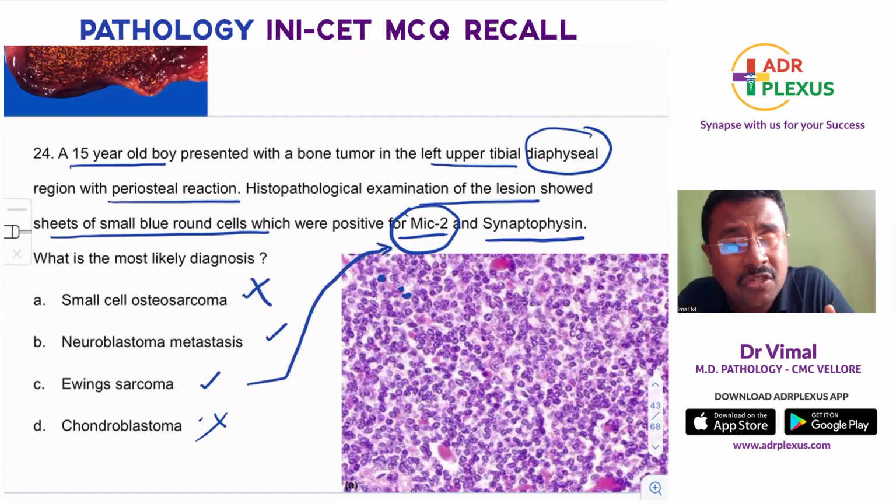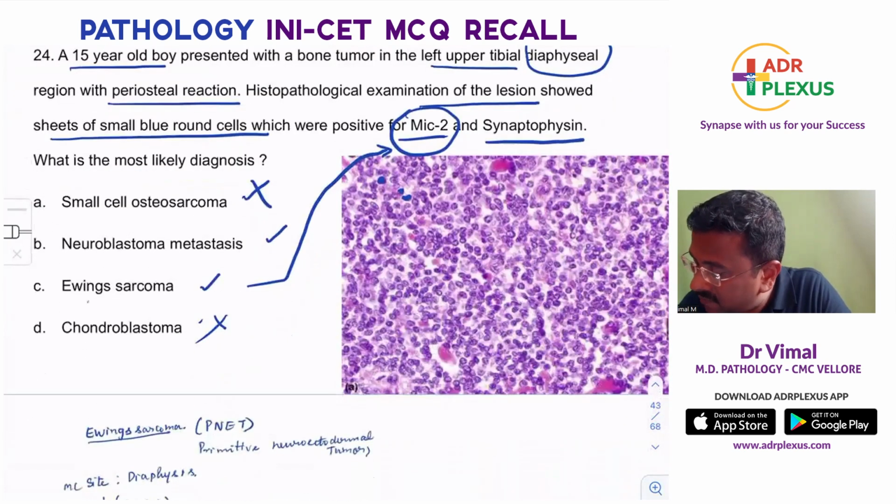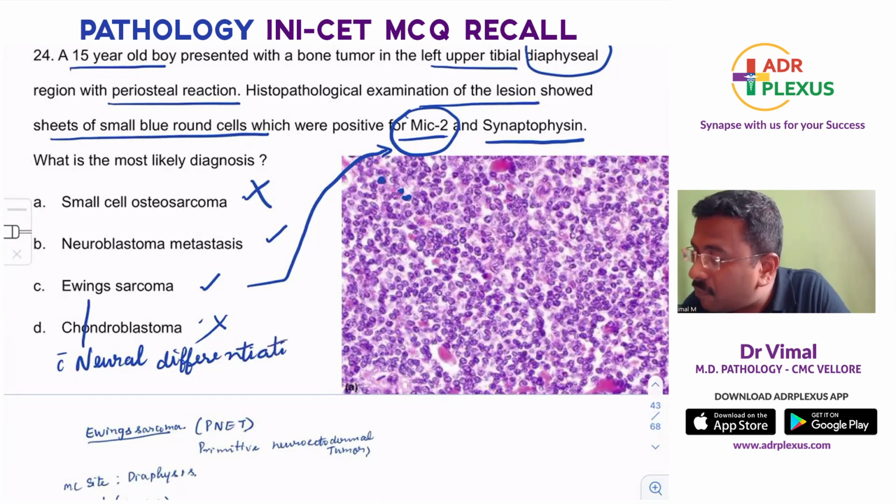Many of you got confused why they have given the option of synaptophysin. Will synaptophysin be positive in Ewing's or not? That is a question many of you had asked me. And many of you also told that synaptophysin actually, why can't it be a neuroblastoma metastasis because it is synaptophysin? But please remember, in Ewing sarcoma with neural differentiation, yes, Ewing sarcoma with neural differentiation definitely will be having synaptophysin positive.